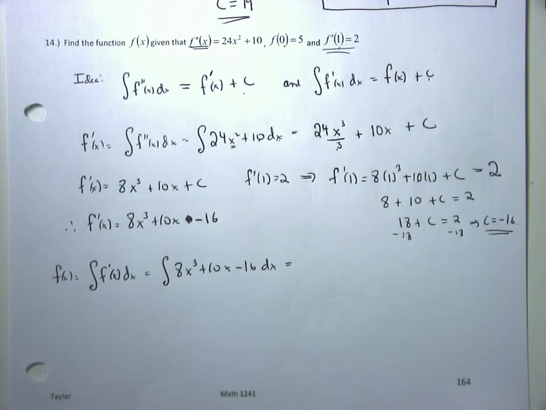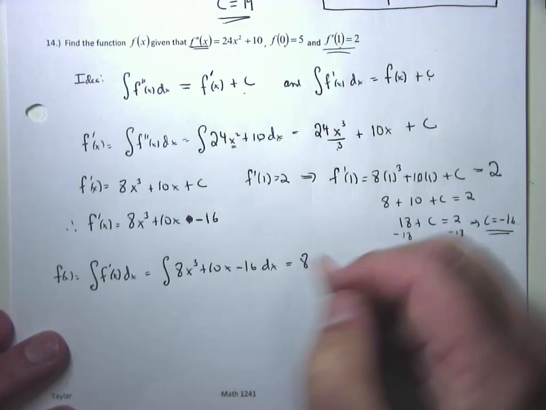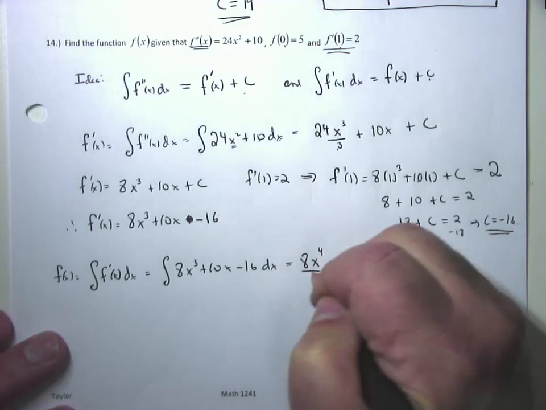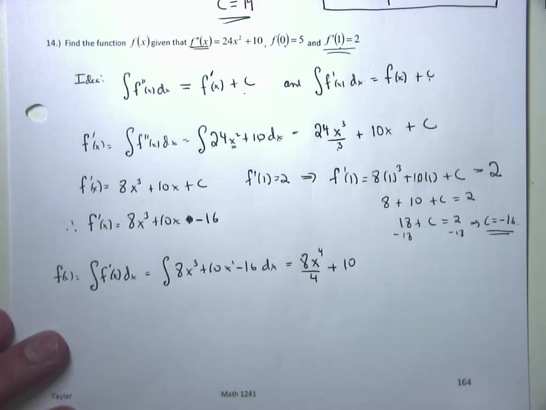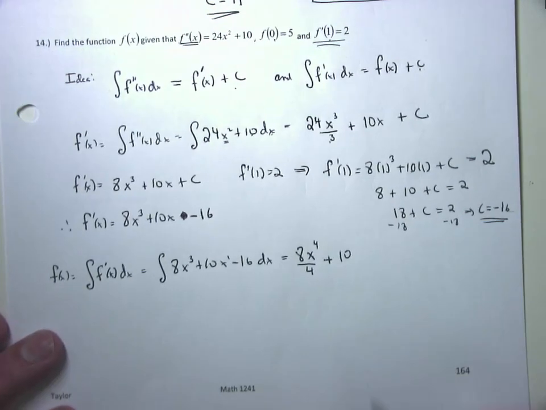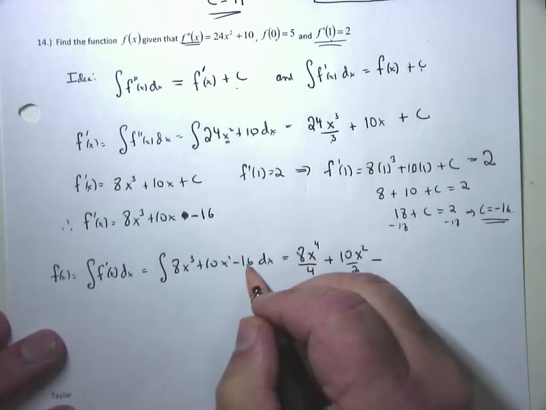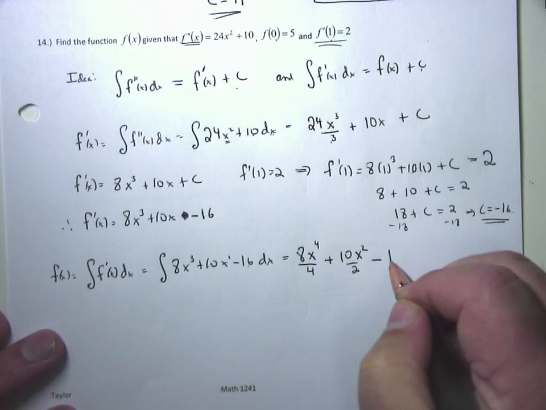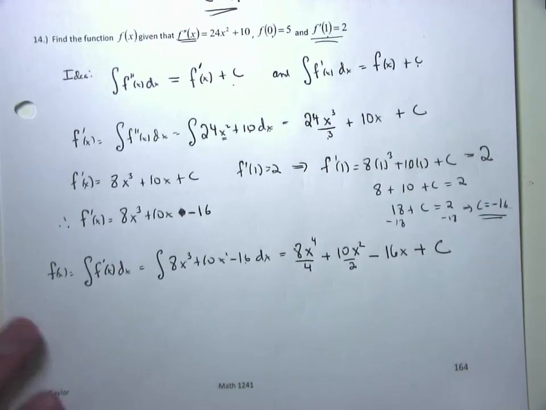8's a constant, leave it alone. Integral of x cubed is what? Add 1 over add 1: x to the 4th over 4. Plus 10's a constant. This officially is x to the first power. Integrate, add 1 over add 1, gives you x squared over 2. Minus, what's the integral of 16 dx? Constant times x, 16x. And then another plus c.